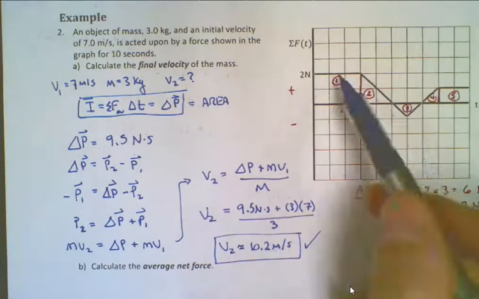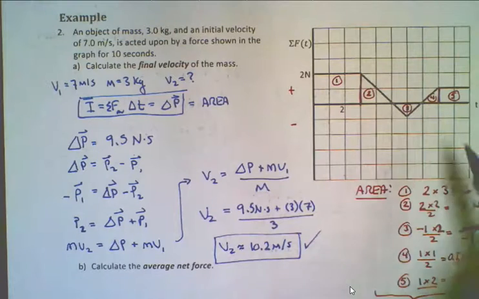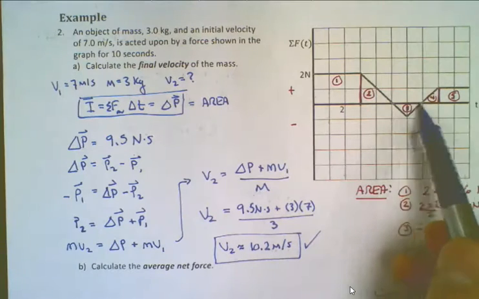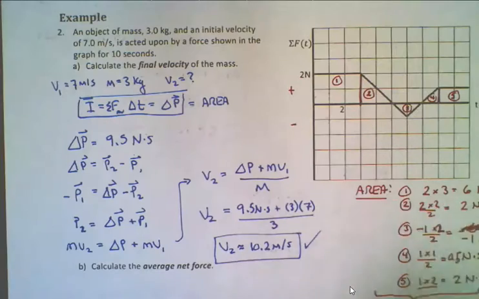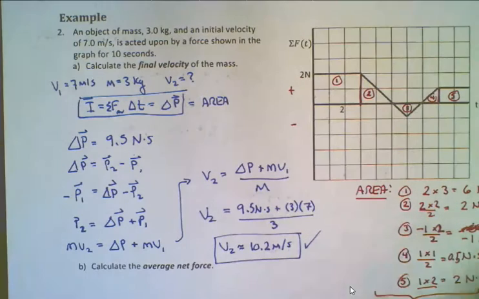So if this time variant force acts on it for this time that you see here, the 10 seconds, 3, 4, 5, 6, 7, 8, 9, 10, for the 10 seconds it's acting on it, then you would see that the speed would go from 7 meters per second to 10.2. We could also figure out something else.